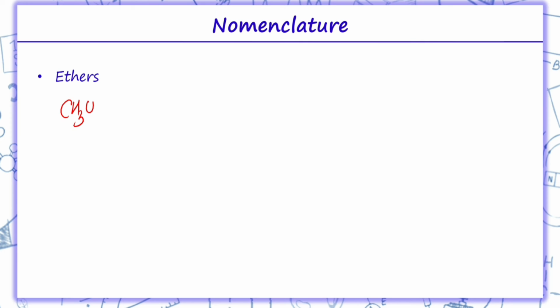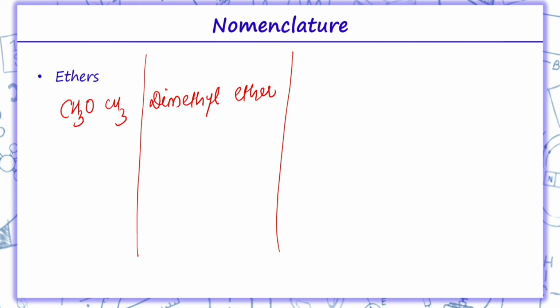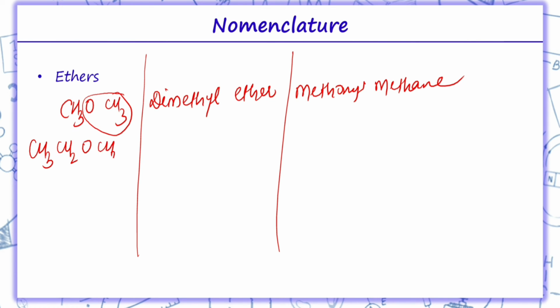For example, we have CH3OCH3. The common name will be dimethyl ether, because two methyl groups are there. But according to the IUPAC name, the smallest carbon goes with the O. So its name will be methoxymethane. If we have CH3CH2OCH3, here it will be ethyl methyl ether.